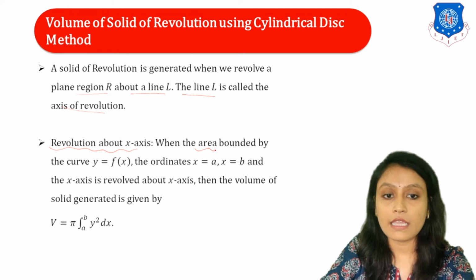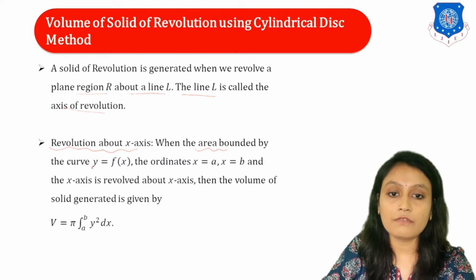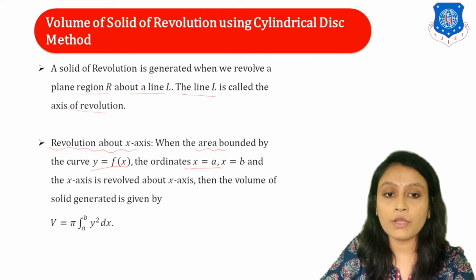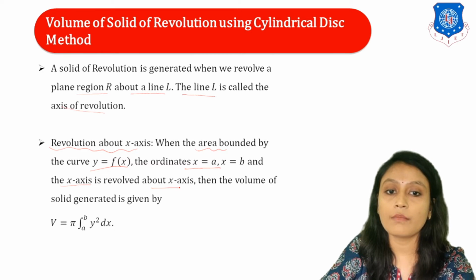When the area bounded by the curve y equals f of x, the coordinates x equals a, x equals b and the x-axis is revolved about the x-axis, then the volume of the solid generated is given by V equals pi integration a to b y square dx. So this is the formula to find the volume when it is rotated about the x-axis.